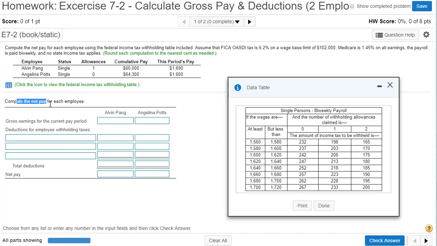Compute the net pay for each employee. So we've got 2 employees, Alvin Pang and Angelina Potts. What we're going to do is take this period's pay and plug it in here. So we've got $1,690 for Alvin and $1,600 for Angelina.